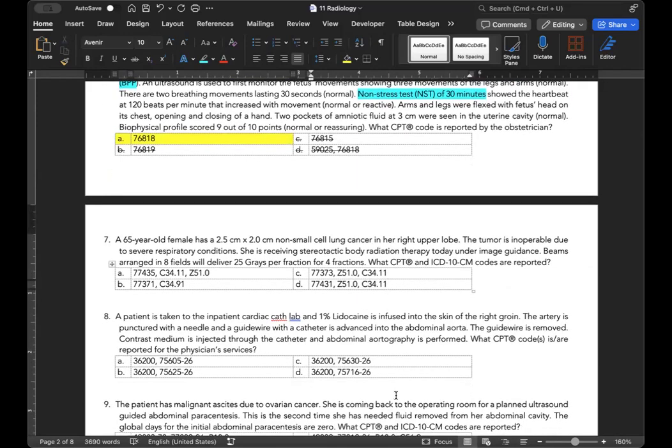Alrighty. Number 7, a 65-year-old female has a 2.5 centimeter by 2 centimeter non-small cell lung cancer in her right upper lobe. The tumor is inoperable due to severe respiratory conditions, and she is receiving stereotactic body radiation therapy today under image guidance. Beams arranged in 8 fields will deliver 25 grays per fraction for 4.